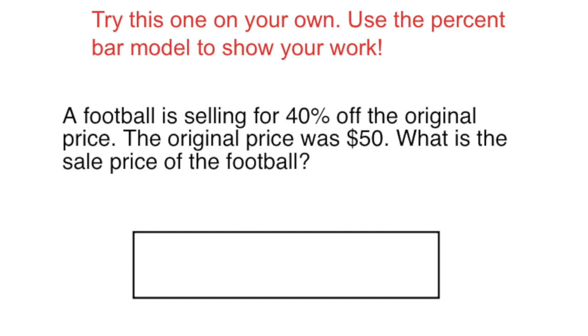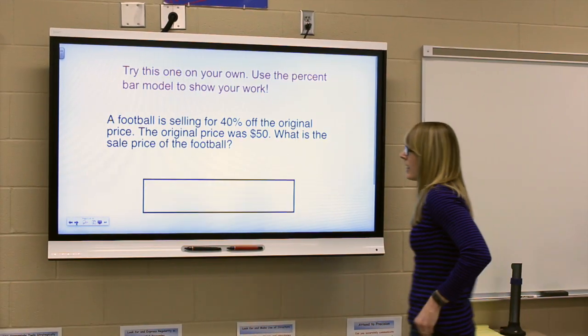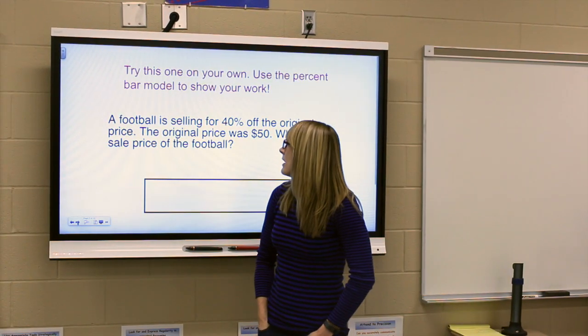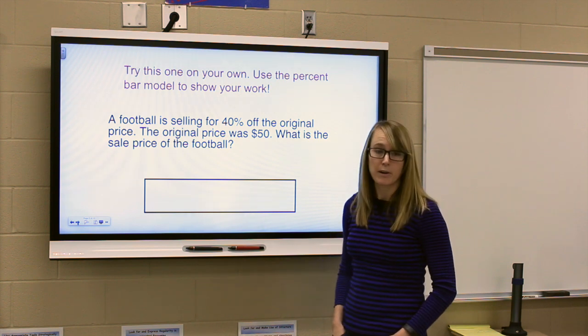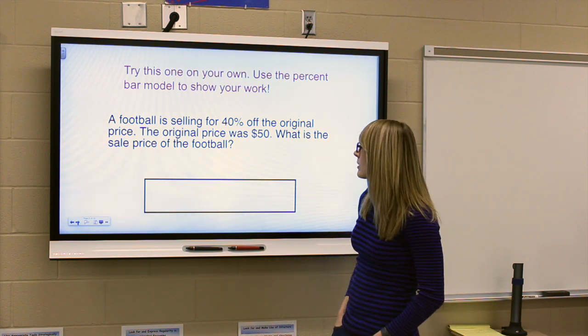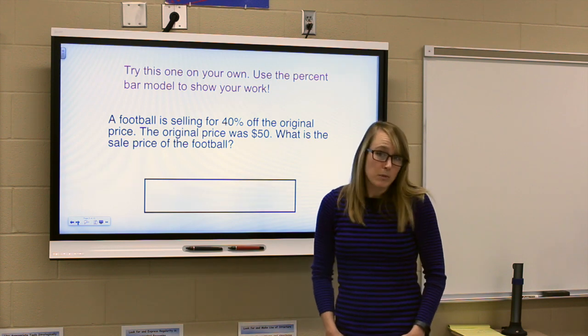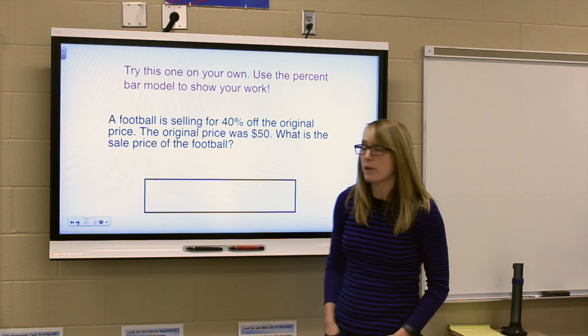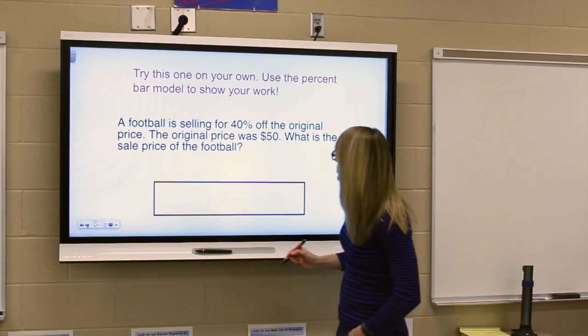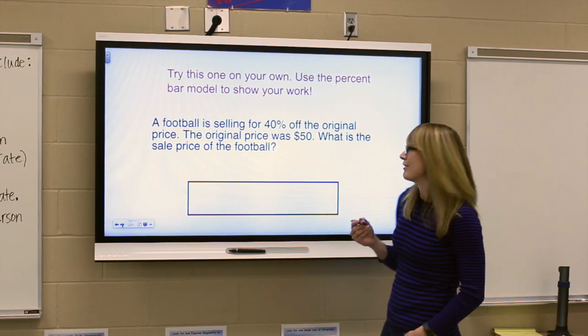So the question was, a football is selling for 40% off the original price. The original price was $50. What is the sale price of the football? Well, I hope at first you were either thinking 40% is a multiple of 10, so you could have split your bar into tenths, or 40% is a multiple of 20%, and 20% is a fifth, so you could have split your bar into fifths. I'm going to do fifths just for something different.